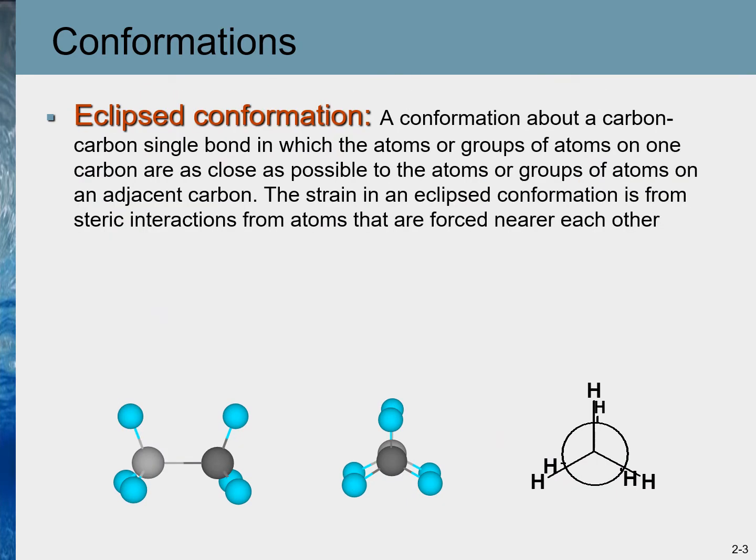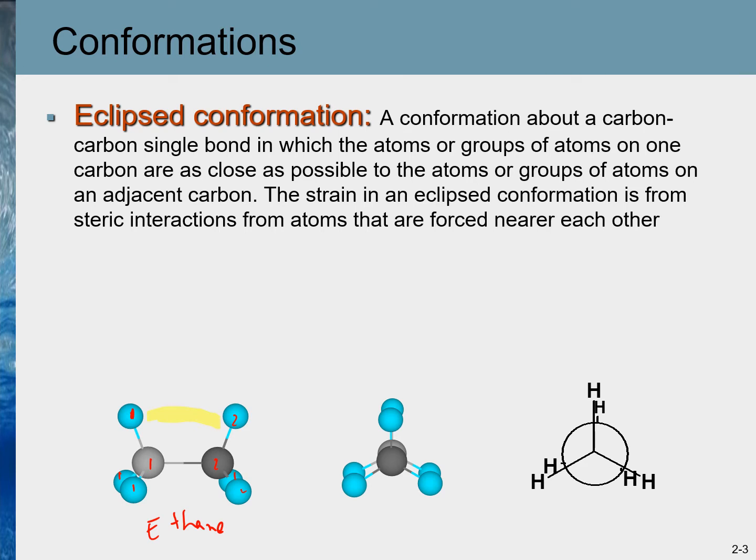Eclipsed conformation is a conformation about a carbon-carbon single bond in which the atoms or groups of atoms on one carbon are as close as possible to the atoms or groups of atoms on the adjacent carbon. The ball and stick model and Newman projection of the eclipsed conformation of ethane is shown here. We can see this is 1, 1, 1, and 1, and that's 2, 2, 2, and 2. Now we can see clearly that the 1 and 2 are as close as possible. So this is the front view.